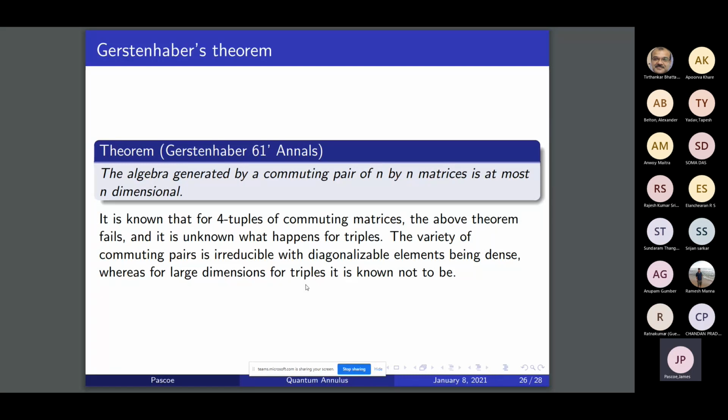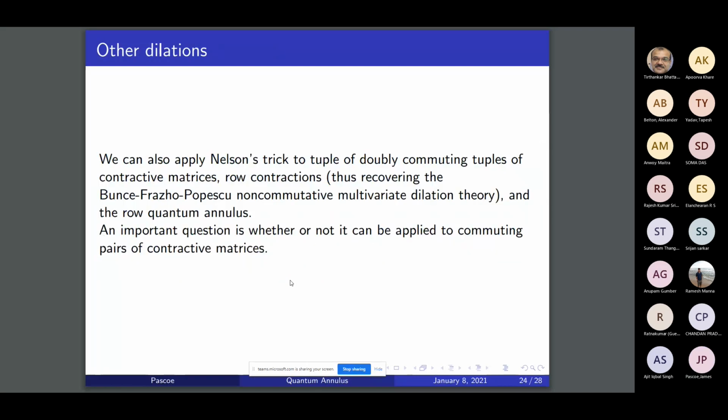But what we know is that for triples of commuting matrices, for large dimensions, it's known not to be the case that the variety is irreducible. It's known that the variety is reducible for large sizes. And so this is sort of suggestive, because what did we do way back here?